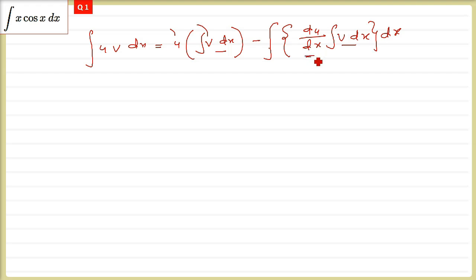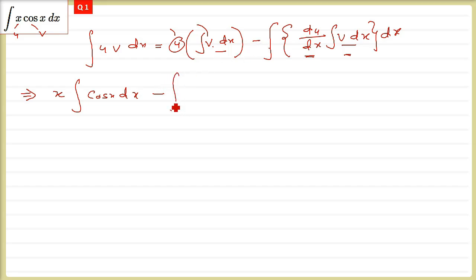So u times integration of v dx, minus integration of du by dx multiplied by integration of v dx, and the integration of this whole. So this is x cos x dx, x is u, cos x is v. So first thing we'll do is, we'll take this u which is x, times integration of v dx. What is v? Cos x. Cos x dx integration we will do.